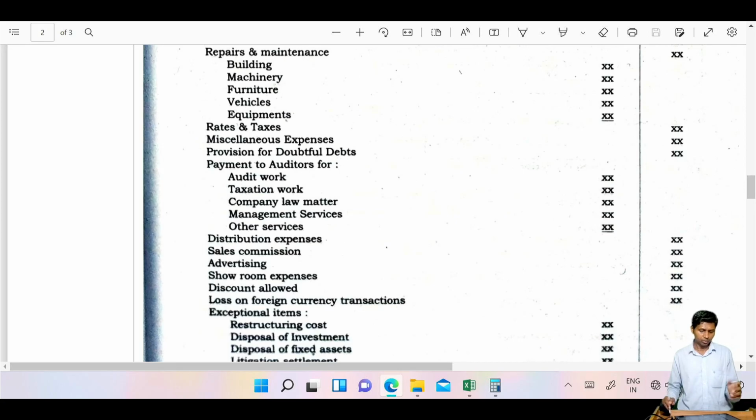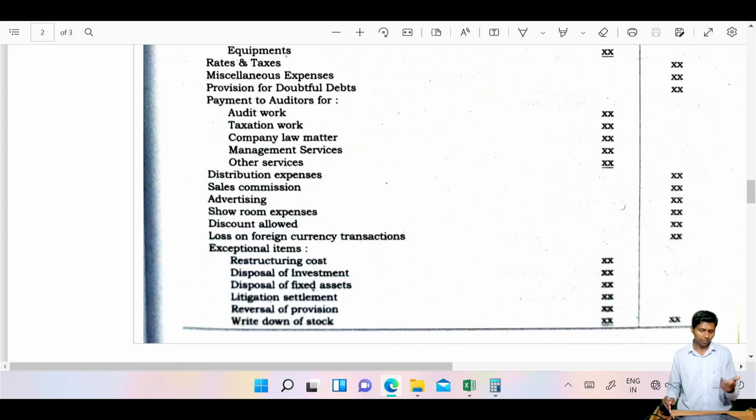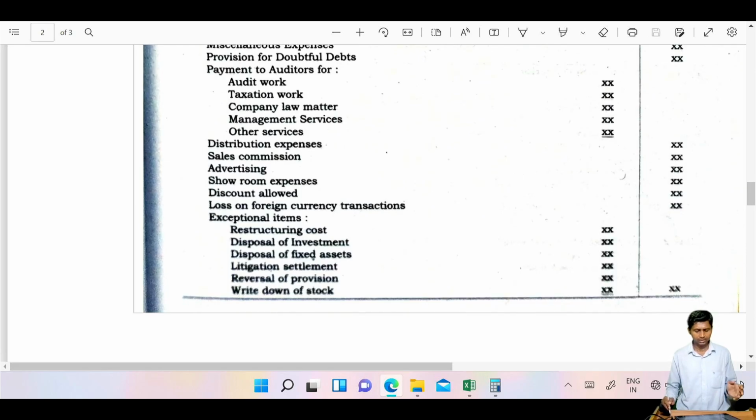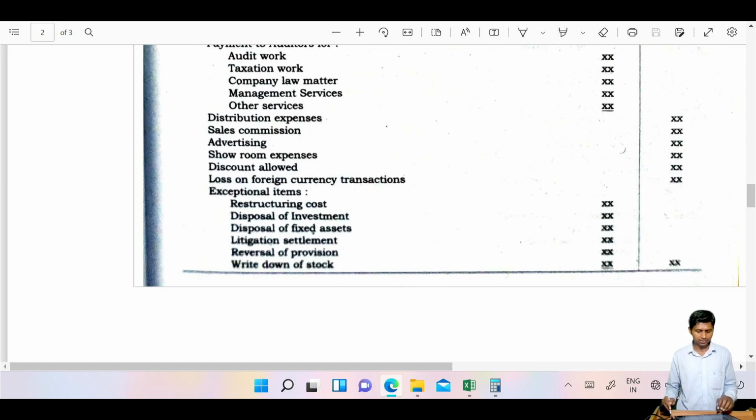Fee for taxation work, fee for law matters, management services, other services. Every type of fee to the external auditor we write in other expenses. Then distribution expenses, selling expenses: there is no specific category for these items, therefore they go in other expenses. Like this you can understand.